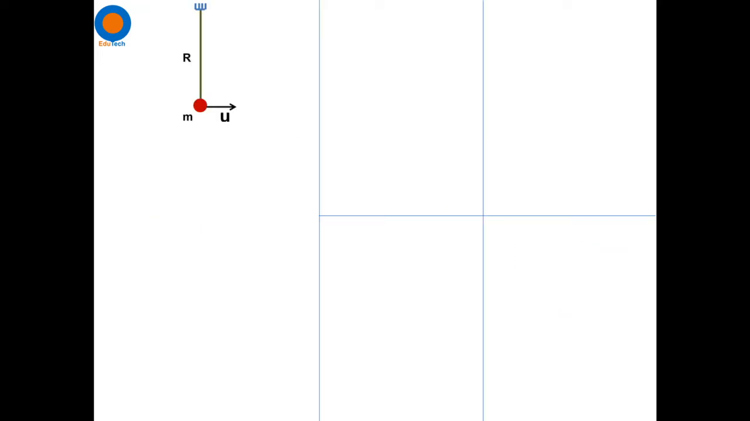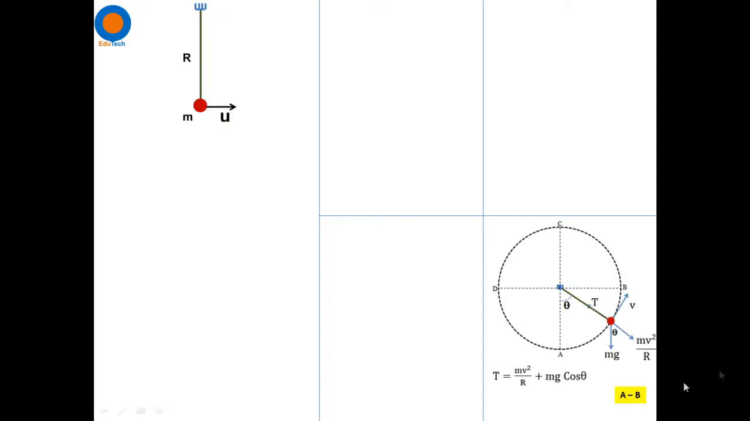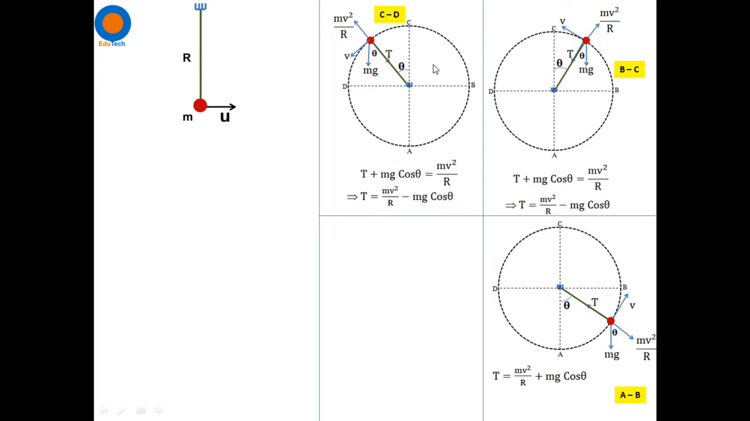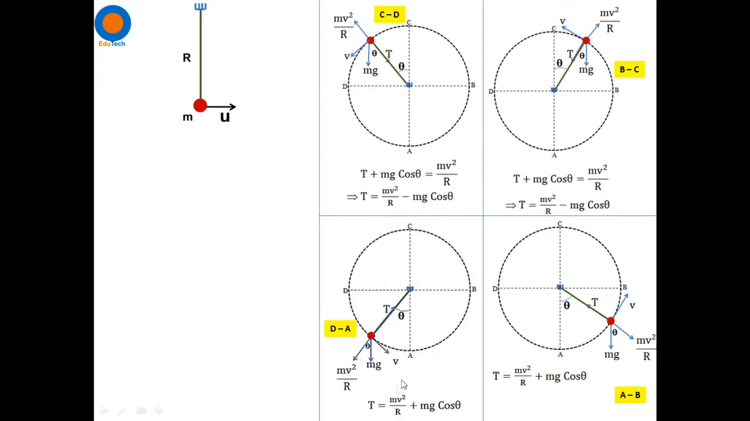Till now we have seen the expression of tension T in all four regions. I'm going to summarize it here. First of all, in the region A to B, tension T is mv square by r plus mg cos theta. In B to C, T is equal to mv square by r minus mg cos theta. In C to D, it is mv square by r minus mg cos theta, and in D to A, mv square by r plus mg cos theta.